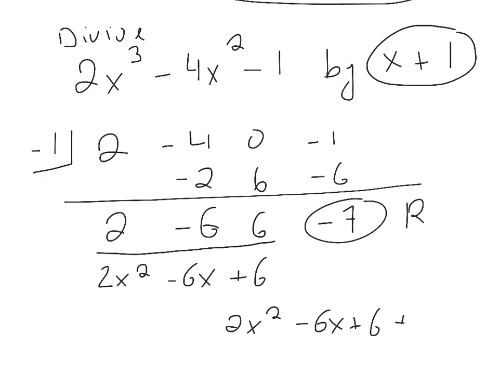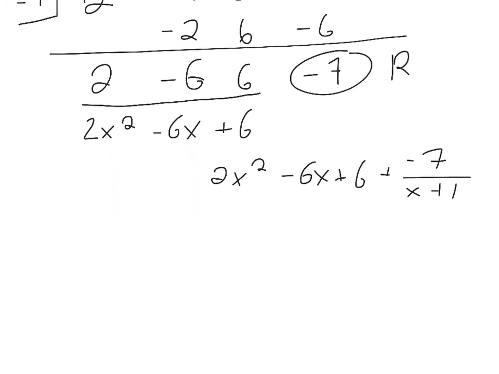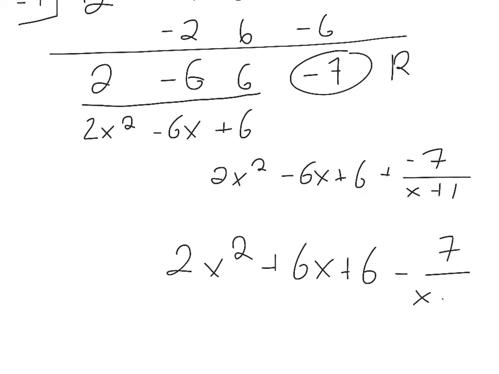Do you recall in lecture number 1 I asked you to divide 175 by 3? 175 divided by 3, the answer was 58, and the remainder was 1/3. So the remainder is -7 over x plus 1. Okay, you could also rewrite it in a slightly different way, you can also say that the answer is 2x squared minus 6x plus 6 minus 7 over x plus 1.